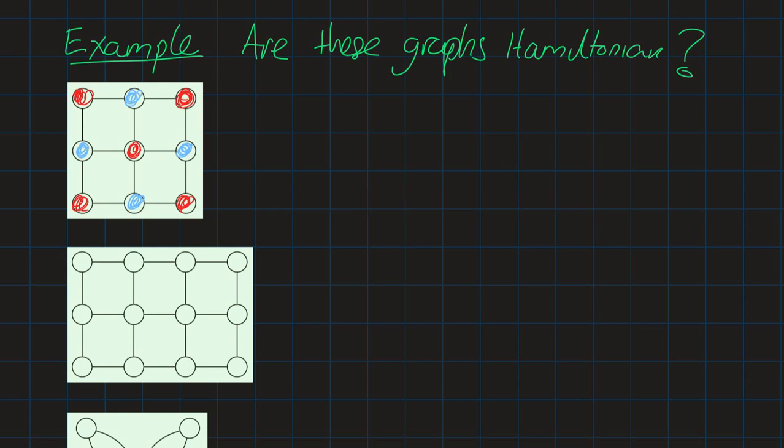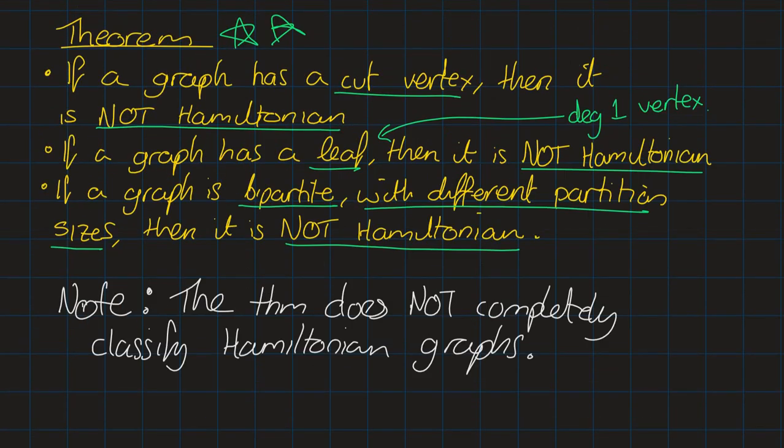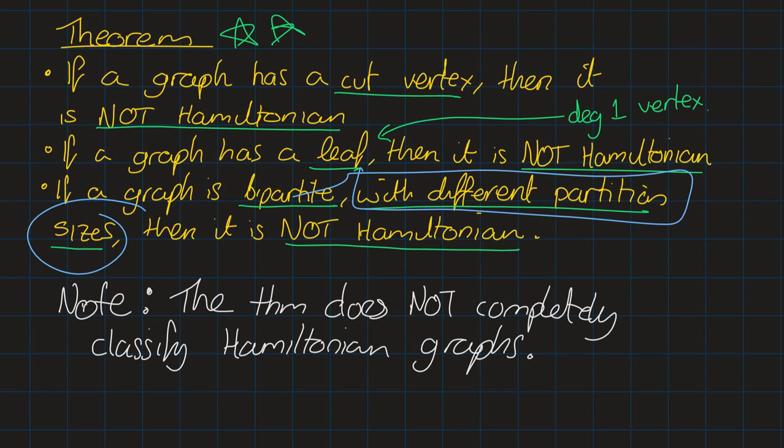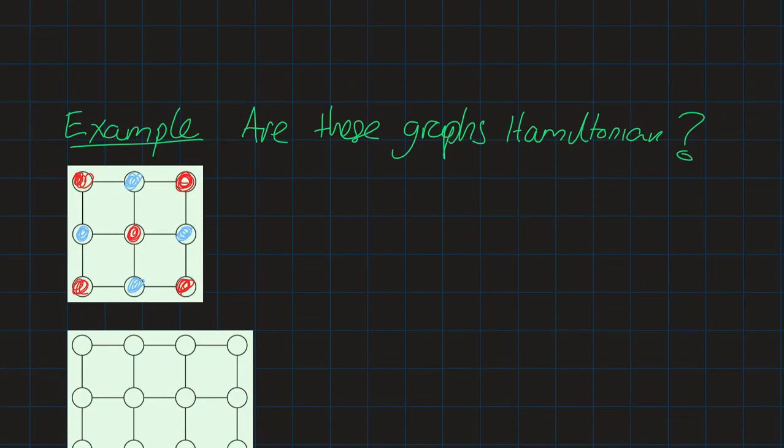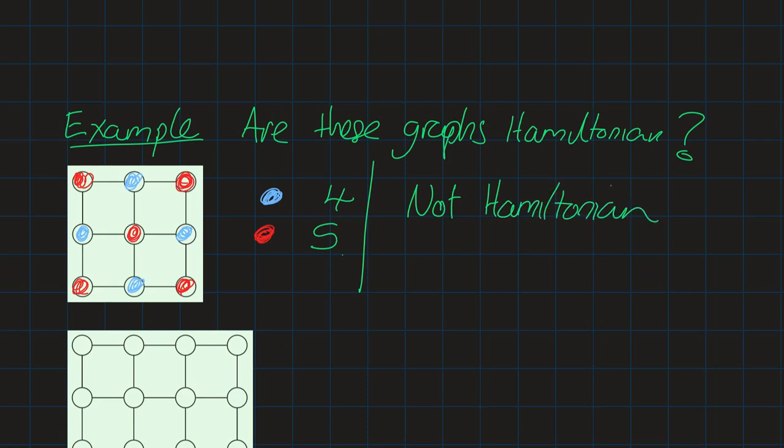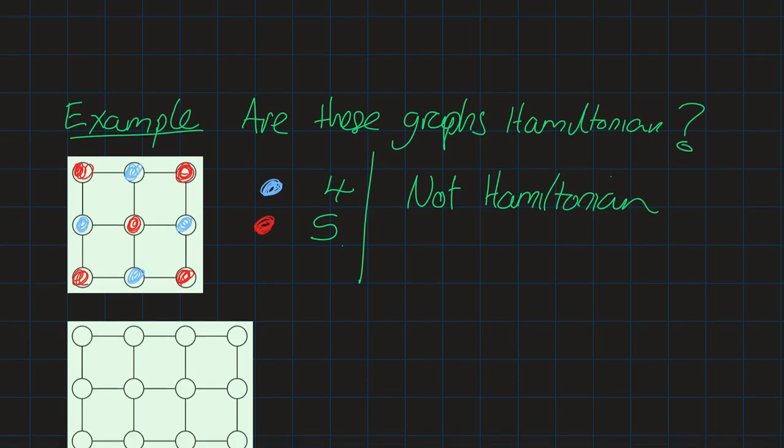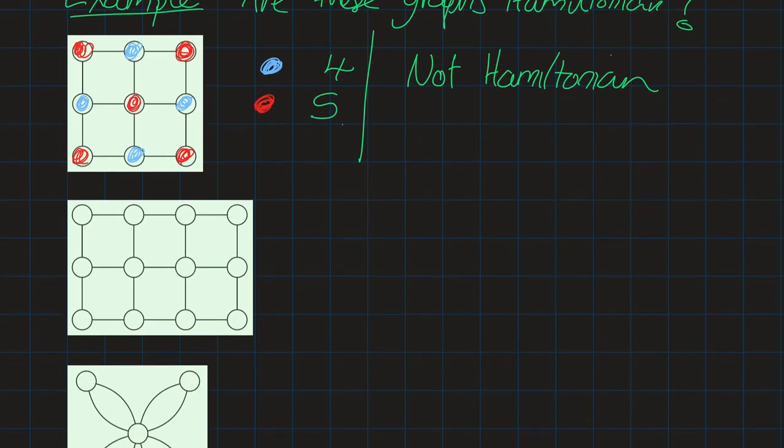Okay, so it's bipartite, but that by itself does not mean that it's not Hamiltonian, because the theorem says bipartite with different partition sizes. So what I mean by that is, how many blue vertices do I have and how many red vertices? I have 4 blue vertices and 5 red vertices. So this means by the above theorem that it is not Hamiltonian. Okay, by the above theorem. So let's move on to the next example.